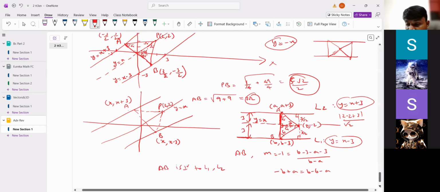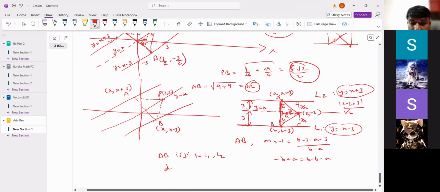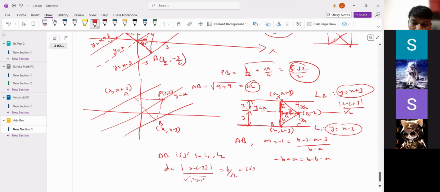So, mod of C1 minus C2 by root of A square plus B square. 6 by root 2 turns out to be 3 root 2, rightly said. So the side of the equilateral triangle is 3 root 2. And the height of the triangle, the perpendicular distance from that point to that line, you can use that to find out what exactly.